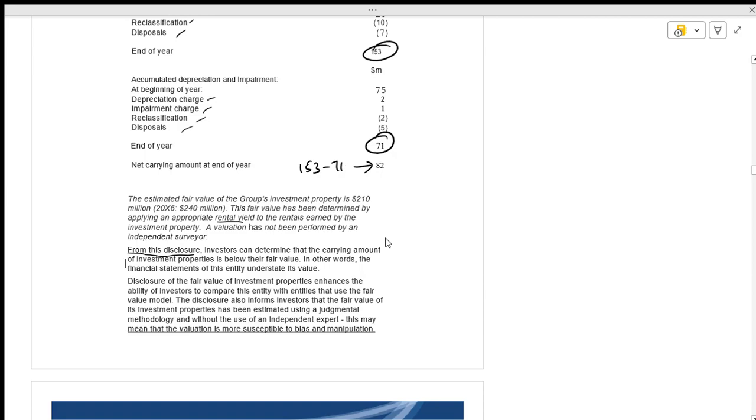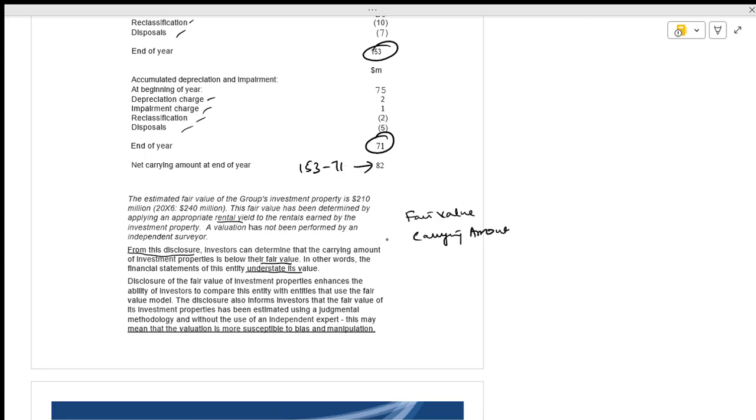Why am I going through each and every paragraph? If I skip one paragraph now, we can't understand the next paragraph. Okay, so you should be very clear. Investment property carrying amount is below the fair value. In other words, the financial statements of the entity understate it. You have to make sure what the carrying amount of the investment property is, and what the fair value is.